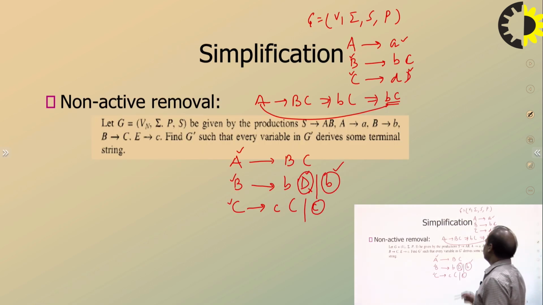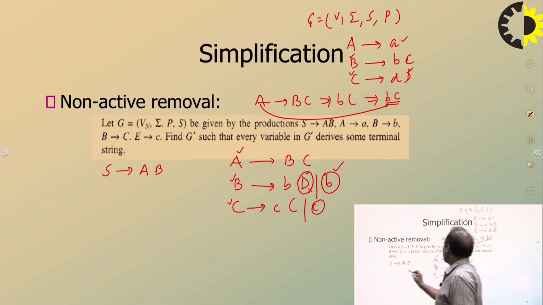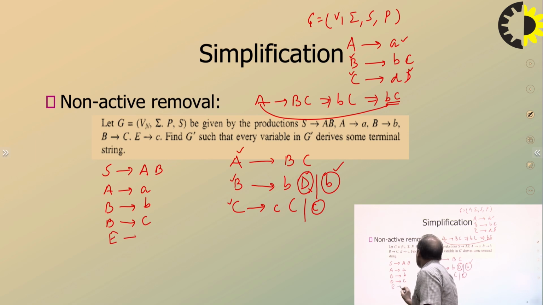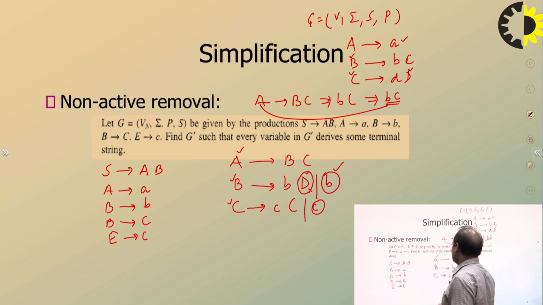Here is another question. Suppose a grammar has these productions: S goes to AB, A derives small a, B derives small b, B also derives capital C, and E derives small c. The question is that your objective is to remove the non-active variables from this grammar. So how do we remove the non-active variables?